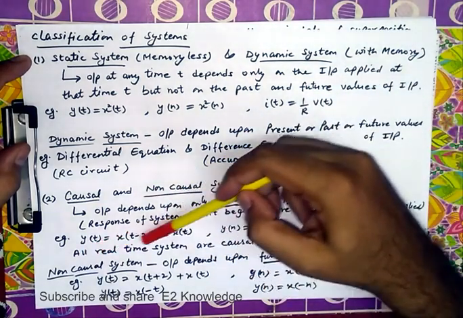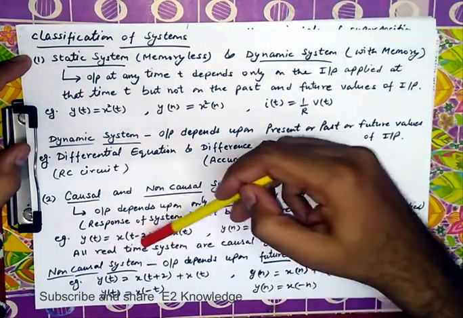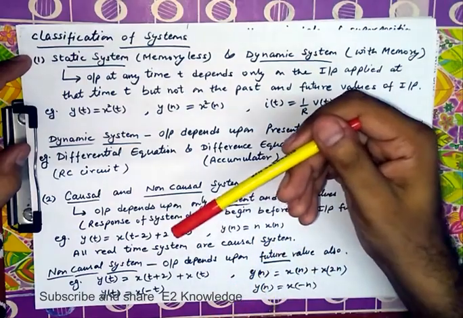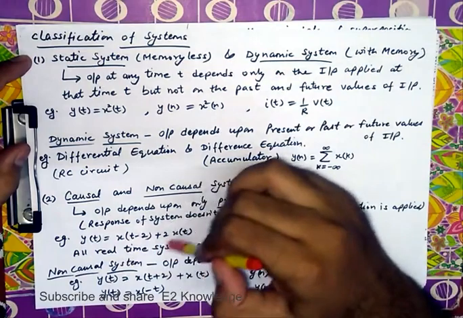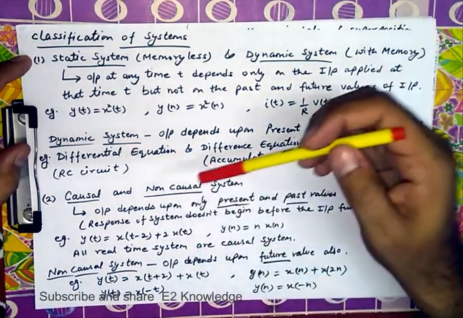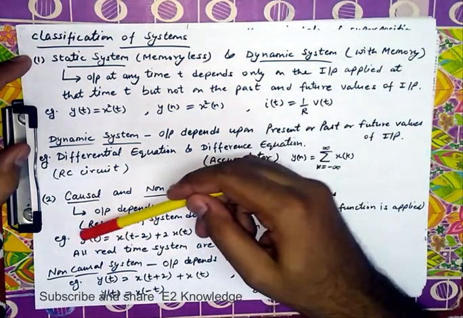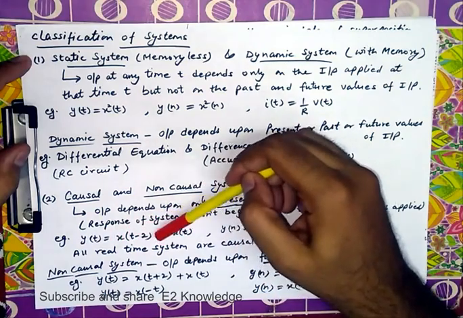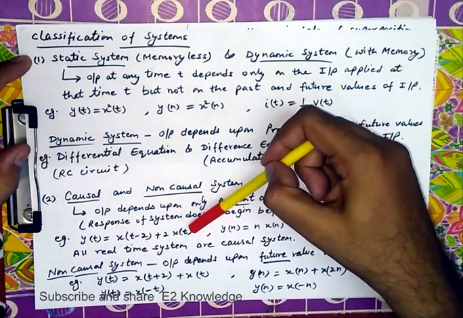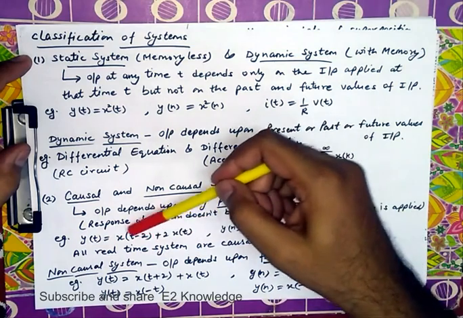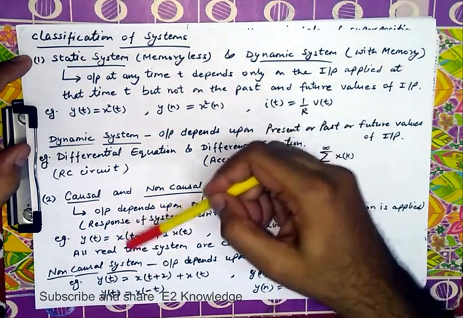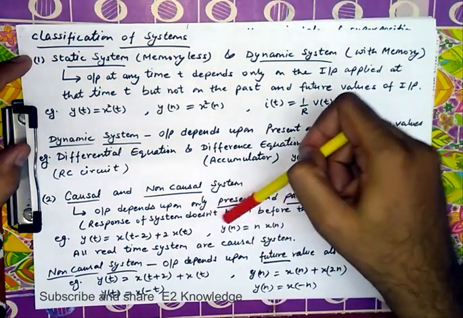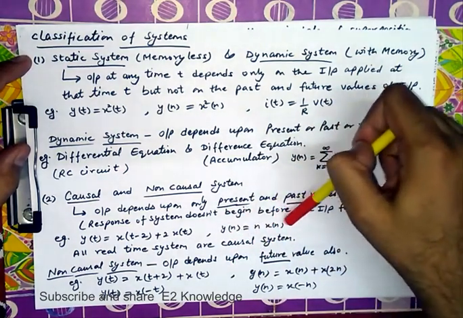So all real-time systems are causal, because in real time, if we give the value, the output comes out only after that. For example, y(t) = x(t-2) + 2x(t). When t equals 0, we have some past value, that is, t minus 2. Similarly, y[n] = n x[n].